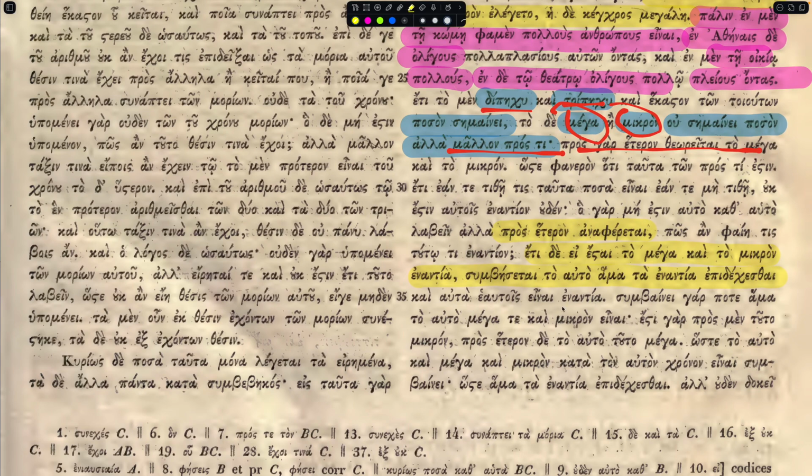Kai auta hutois anai enantia. Right, so these things would be contrary to themselves. Sumbainai gar pote hama to auto mega te kai micron anai. Right, so sumbainai gar pote hama, so at the same time, the thing would be large and small. Estigar prosmen tuto micron. For this thing would be small, pros heteron de auto to mega. Compared to this other thing, it would be large, right?